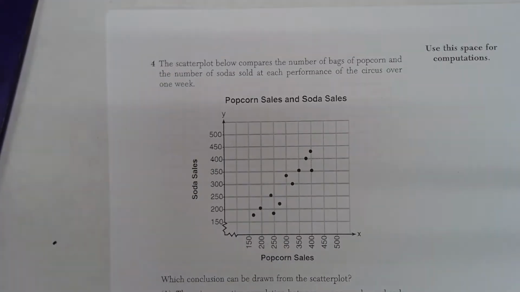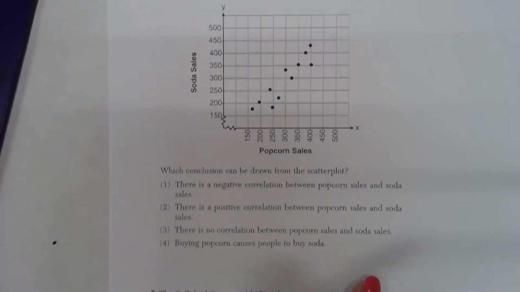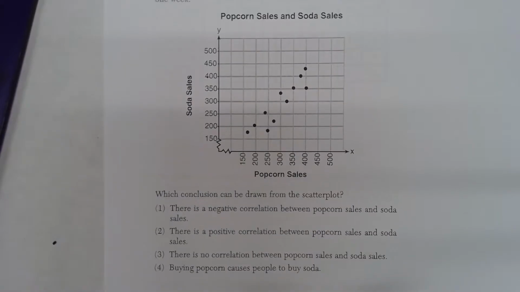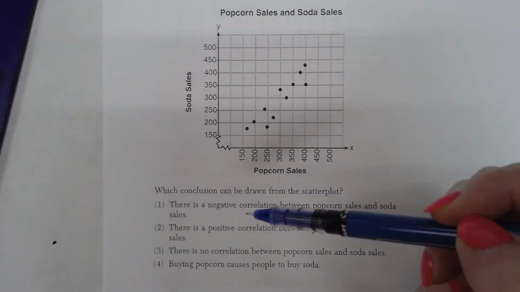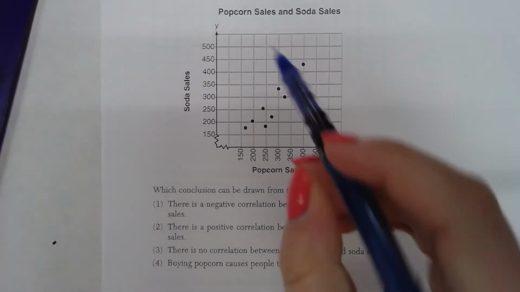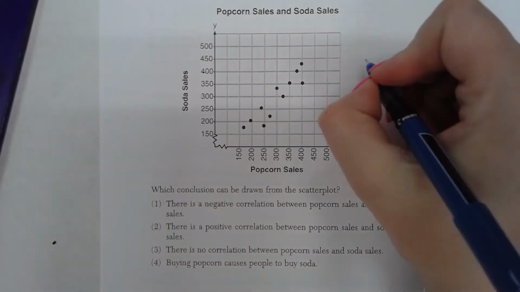Question 4. The scatter plot below compares the number of bags of popcorn and the number of sodas sold at each performance of the circus over 1 week. Which conclusion can be drawn from the scatter plot? Okay. First thing I noticed that we're talking about correlation. All right, correlation has to do with the line of best fit.